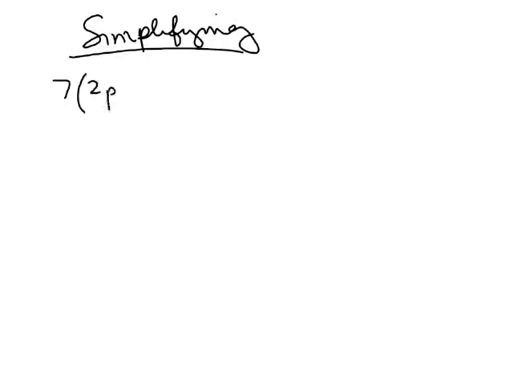Okay, simplifying. Top of page 81, they give us an example. 7 times 2p squared plus 1 minus p squared plus 3. Okay.